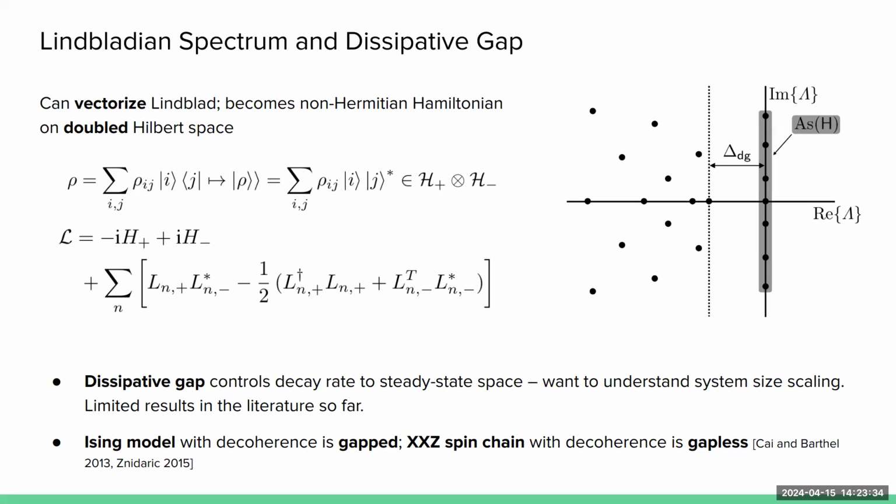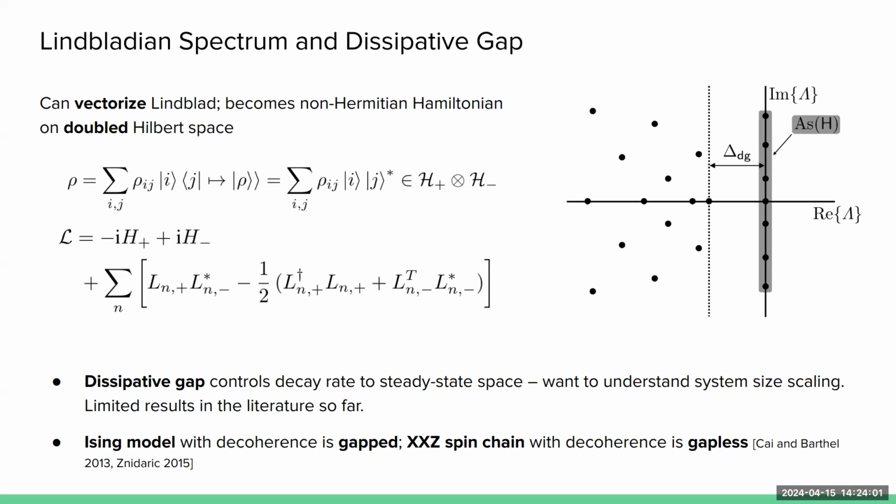So understanding spectral gaps in many-body systems is difficult in general. And in particular, in this open system context, there are fairly limited results on understanding the scaling of this dissipative gap. The two results which are present, which are important for us, are for the Ising model with decoherence and the XXZ spin chain with decoherence. Where in the first case, it was found that the system has a gapped spectrum, whereas the second is gapless.